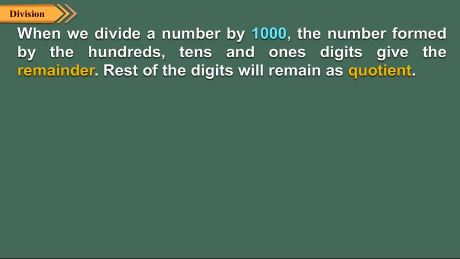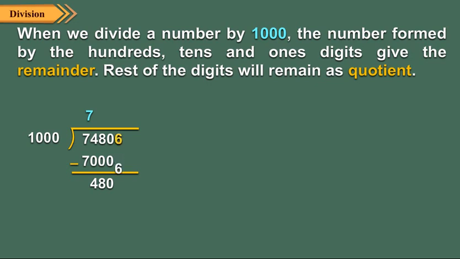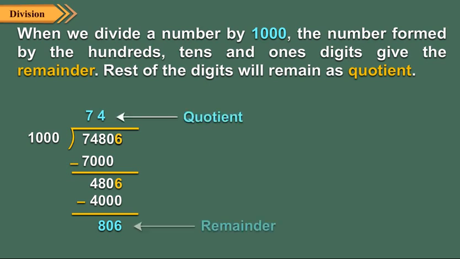When we divide a number by 1000, the number formed by the hundreds, tens and ones digits give the remainder. Rest of the digits will remain as the quotient. Let us divide 74,806 by 1000. Here we get 74 as quotient and 806 as the remainder.